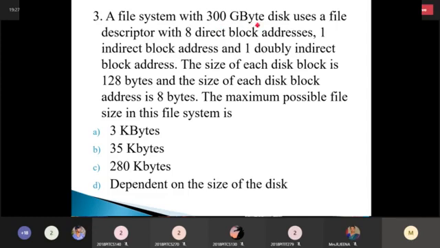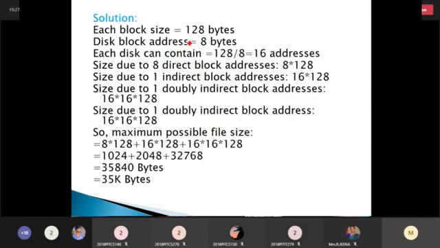The next, a file system with a 300 gigabyte disk uses a file descriptor with 8 direct block addresses, 1 indirect block address, and 1 doubly indirect block address. The size of each disk block is 128 bytes, and the size of each disk block address is 8 bytes. So the maximum possible file size in this file system is what? I need to calculate. Each block size is 128 bytes, each disk block address is 8 bytes, so each disk block can contain 128 by 8, that is 16 addresses.